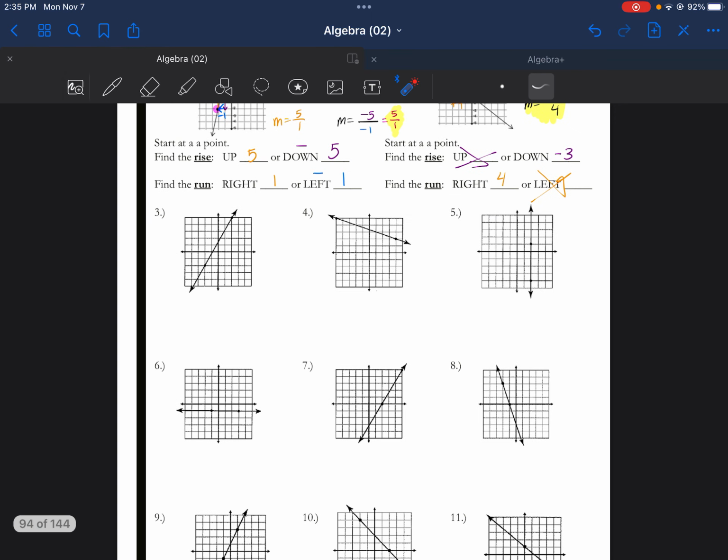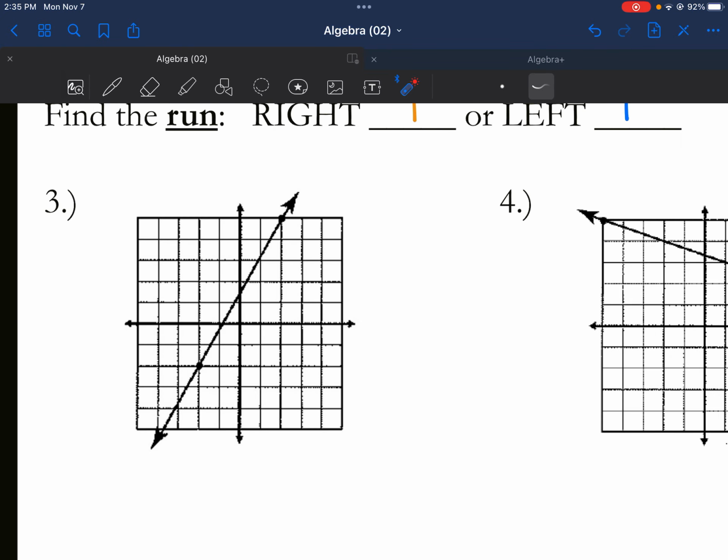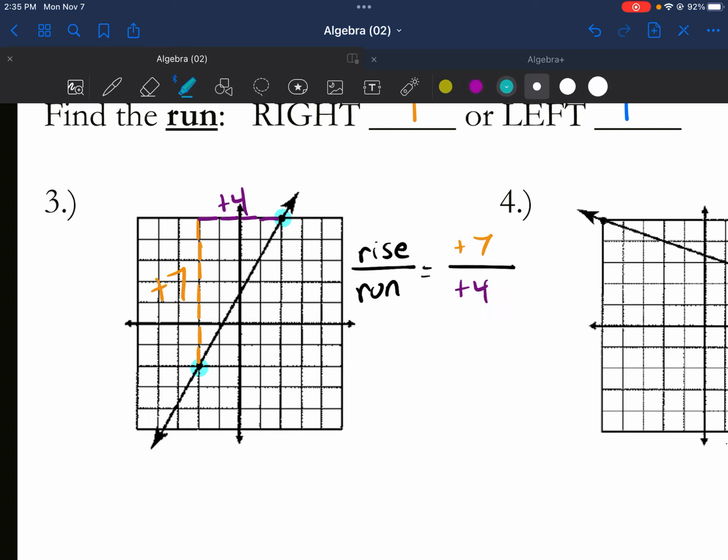Let's do one more together, like number 3. The points are a little tricky to see on number 3. They're right here and here. So again, let's rise. What is our rise in this case? We go up 1, 2, 3, 4, 5, 6, 7. +7. That means you're counting those 7 boxes, right? Like full boxes. 1, 2, 3, 4, +4. So our run is +4. Guess what? There's our slope, 7/4.